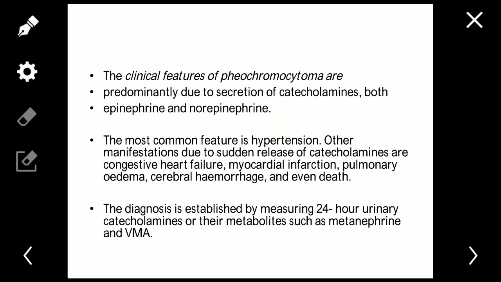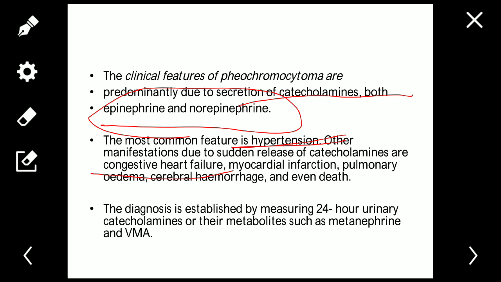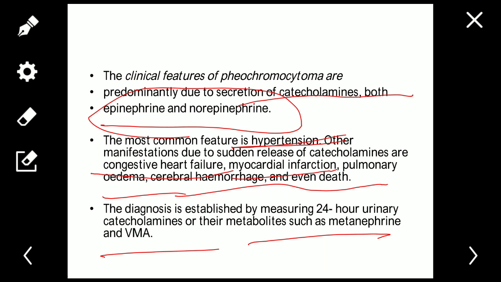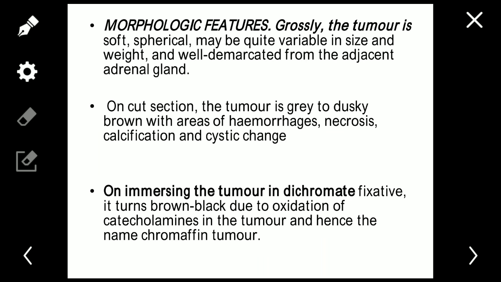The clinical feature of pheochromocytoma is predominantly due to secretion of catecholamines, both epinephrine and norepinephrine. The most common feature is hypertension. Other manifestations due to sudden release of catecholamines are congestive heart failure, myocardial infarction, pulmonary edema, cerebral hemorrhages and even death. The diagnosis is established by measuring 24-hour urine catecholamines or their metabolites such as metanephrine or vanillylmandelic acid.